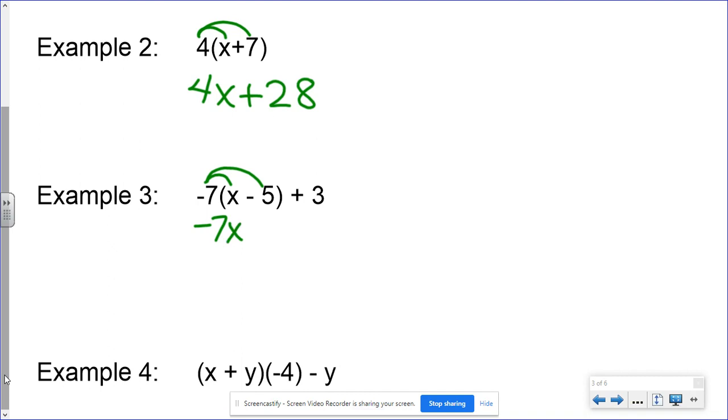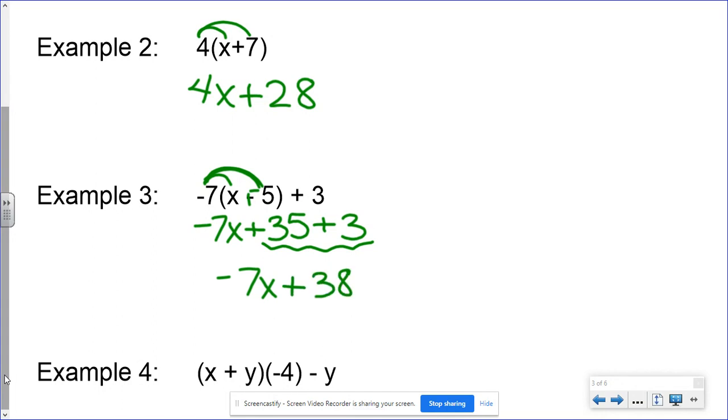That subtraction worries me a little bit. I'm going to do a keep, change. Now I can see that I've got -7 times a -5, which is a positive 35. And I still had the plus 3. Now just think about what we've done with combining like terms. Those match. They're like terms. So I've got -7x plus 38.